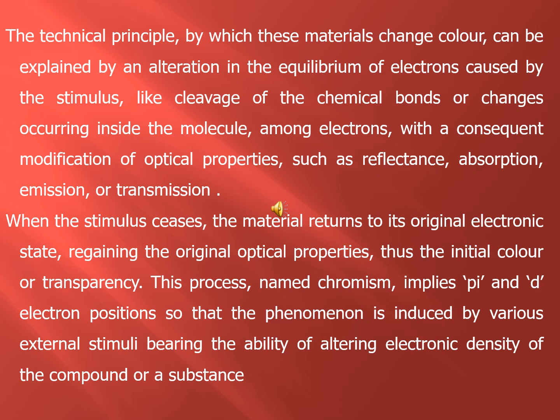of the given materials. Actually, the electrons, namely pi and d electrons, which are meant for the color, undergo a change in their positions because of the external stimuli. Once the external stimuli ceases, they come back to their original position, and they restore their energy density back. And these chromogenic materials are used in various fields.